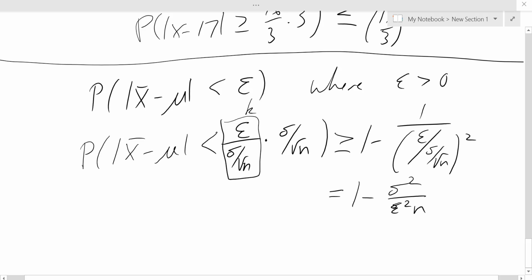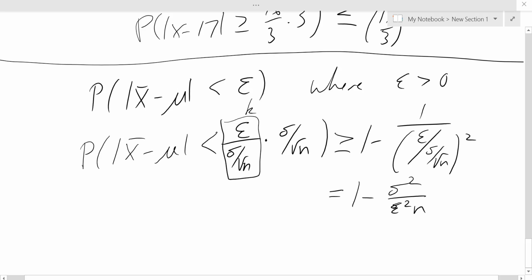If we just simplify the algebra. Now, why do I care? So we took epsilon to just be some positive number. Think of epsilon as some very, very small positive number.